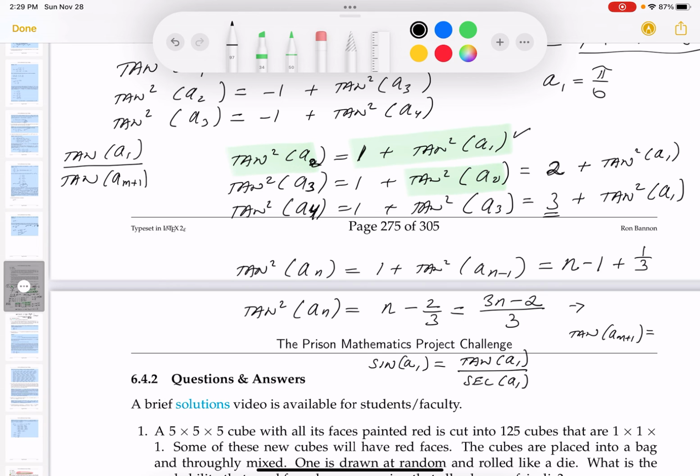And what would that give me using that formula? It would actually give me the root. You know what? Give me an eraser. Let me write this down a little bit neater. So the tangent of A(m+1) is actually equal to the root.